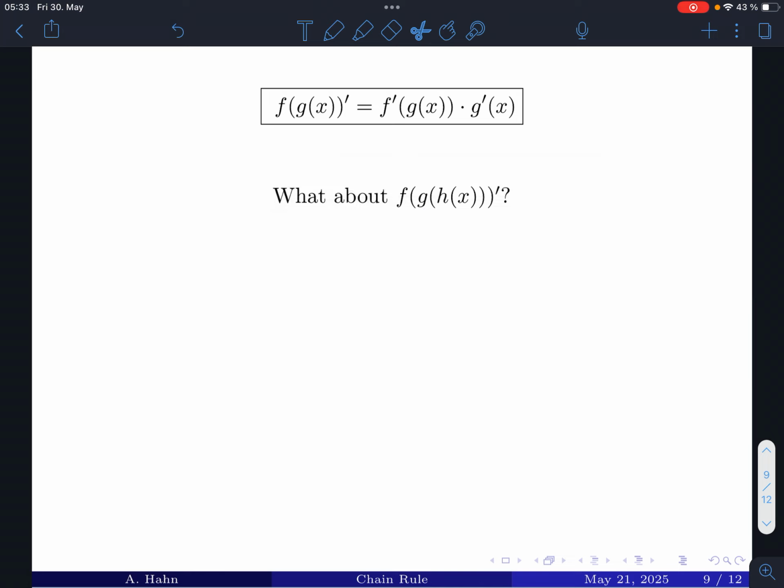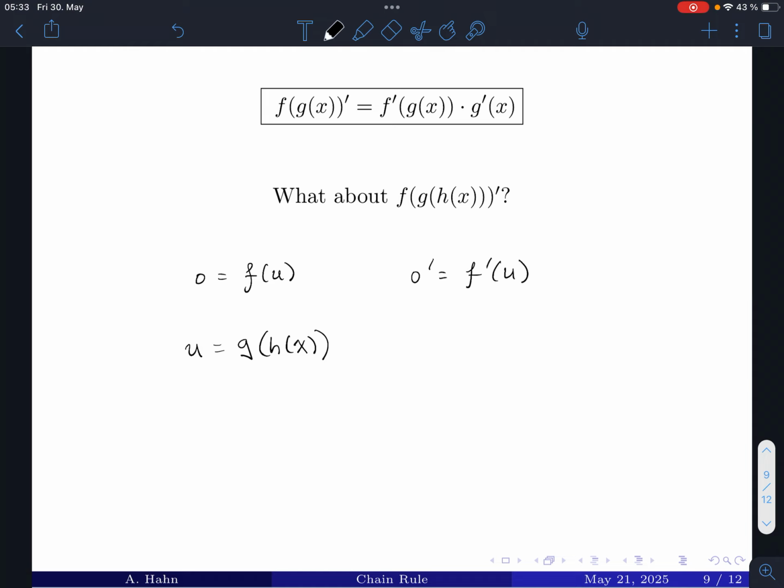And so what we're going to do is say that all of the inside of this f, we're just going to call u. Let's write that down. We're going to say our outside function is equal to f of u, and our inside function is equal to all of g of h of x.